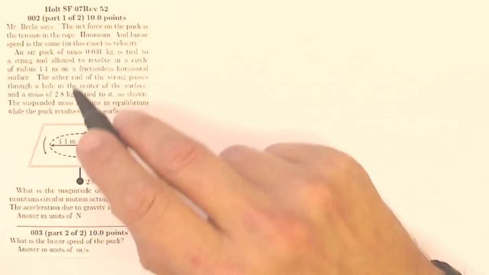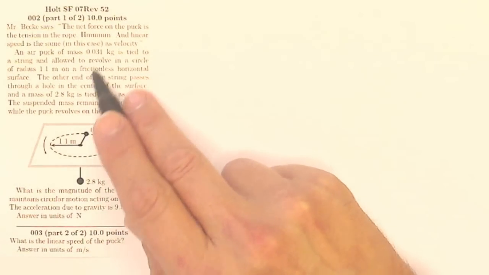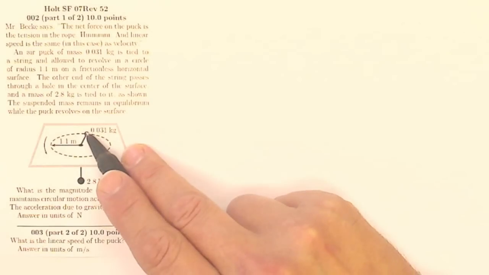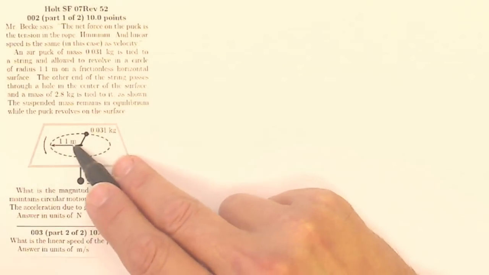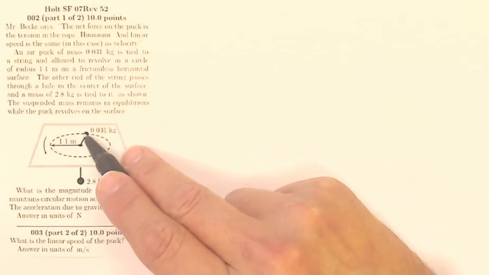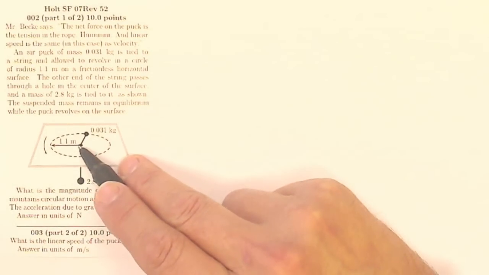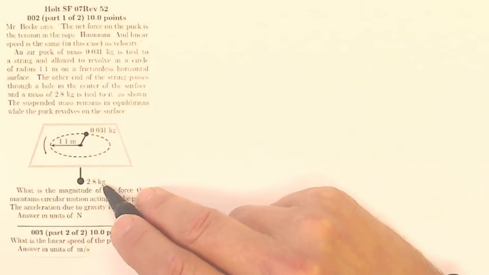This is AP Physics Homework 4.1, question number 2. It says, an air puck of mass 0.031 kilograms, that's this one, is tied to a string and allowed to revolve in a circle of radius 1.1 meters on a frictionless horizontal surface. On the other end, the string passes through a hole in the center of the surface, and a mass of 2.8 kilograms is tied to it as shown.